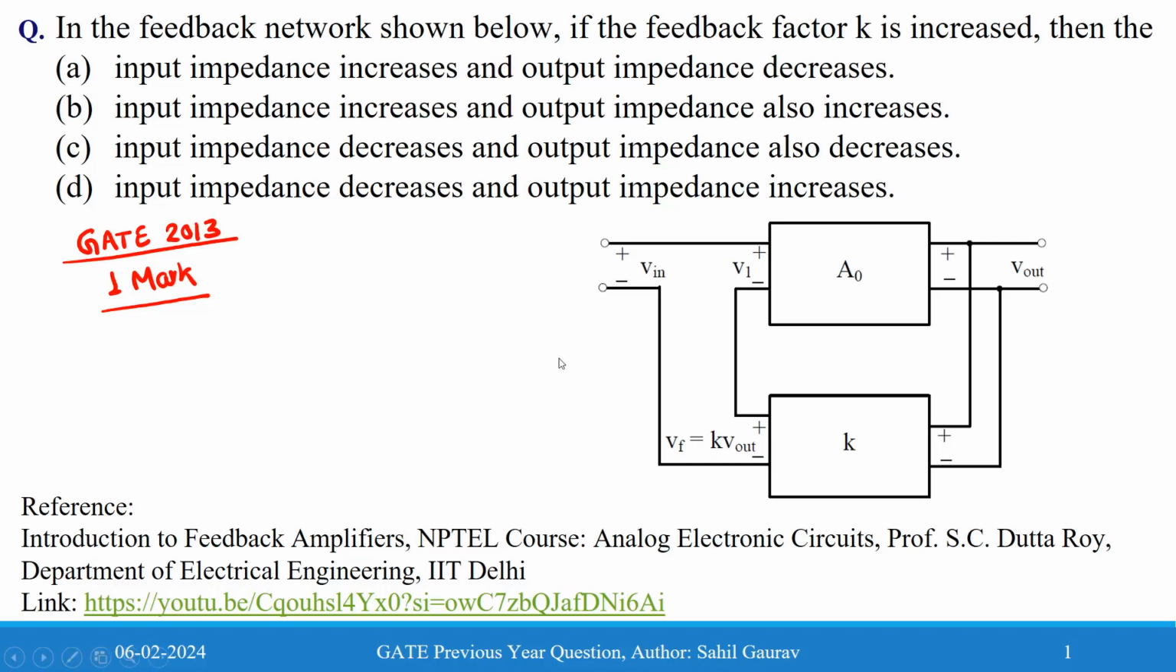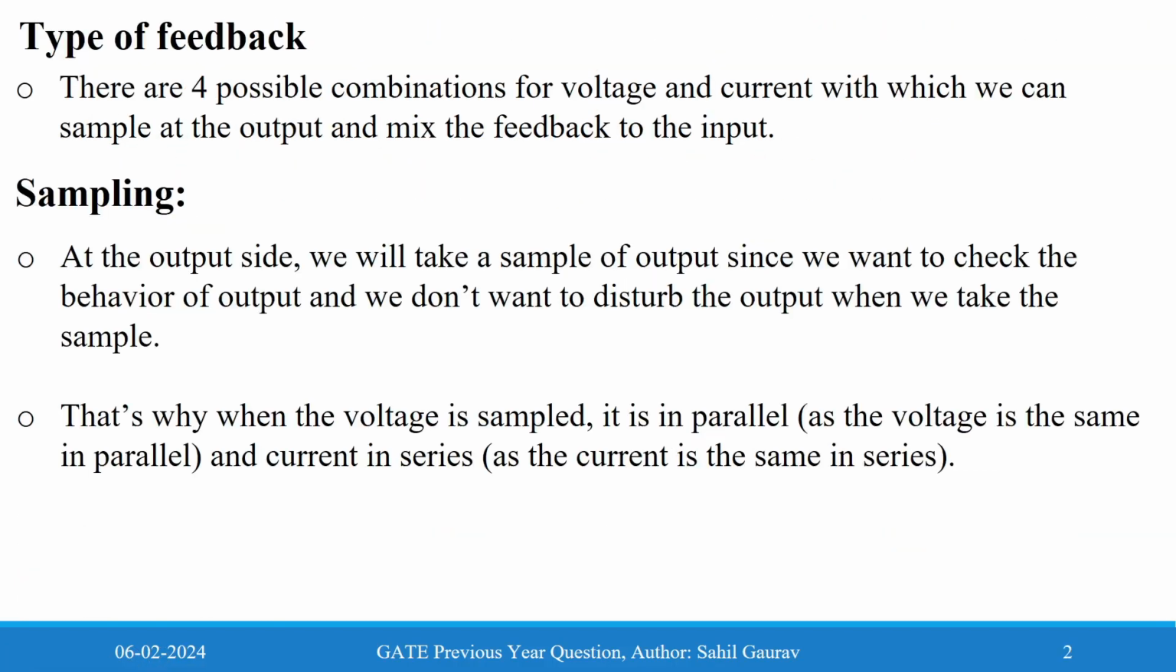So if you want to solve this type of problem, let us have a quick concept regarding the feedback topology in analog electronic circuits. For the type of feedback, there are four possible combinations of voltage and current with which we can sample at the output and mix the feedback to the input. So we do sampling at the output and we are mixing the feedback to the input.